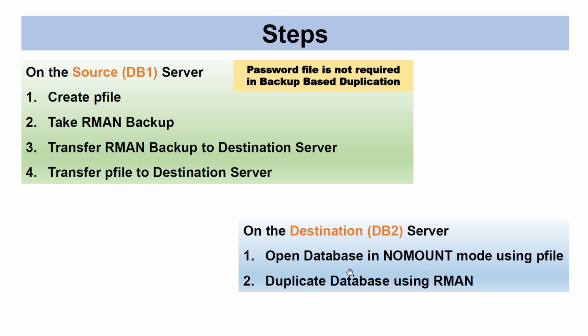On the destination server, you will start your database in the nomount mode using the pfile. Which pfile to use? The pfile that we transferred from the source server. And then we will duplicate the database using RMAN. When we run this particular command, it uses the backups that we transferred from the source server.